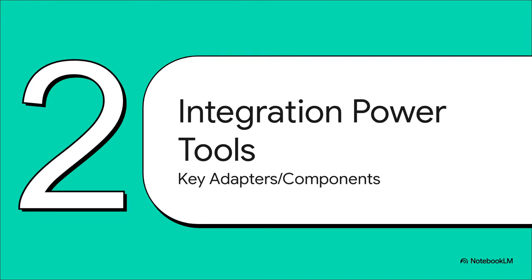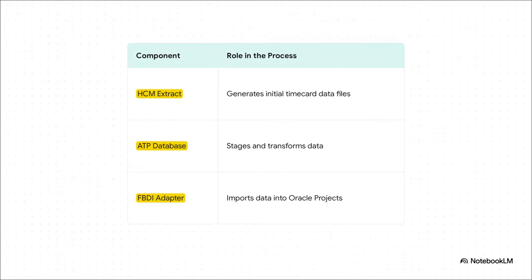Okay, let's keep going. This slick automation process might seem like magic, but it's not. It's all made possible by a few key power tools, adapters, and components that OIC uses to get the job done. This table breaks down the key players perfectly. You've got HCM Extract, which neatly packages up all that timecard data. You have the ATP database, which is our data prep station.